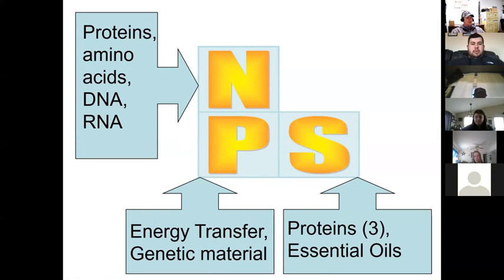Okay, sulfur is used in manufacture of proteins within the plant and also essential oils.